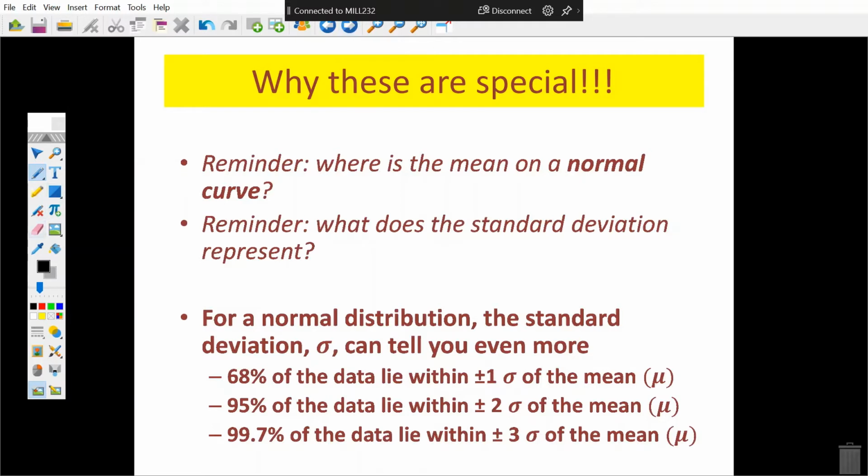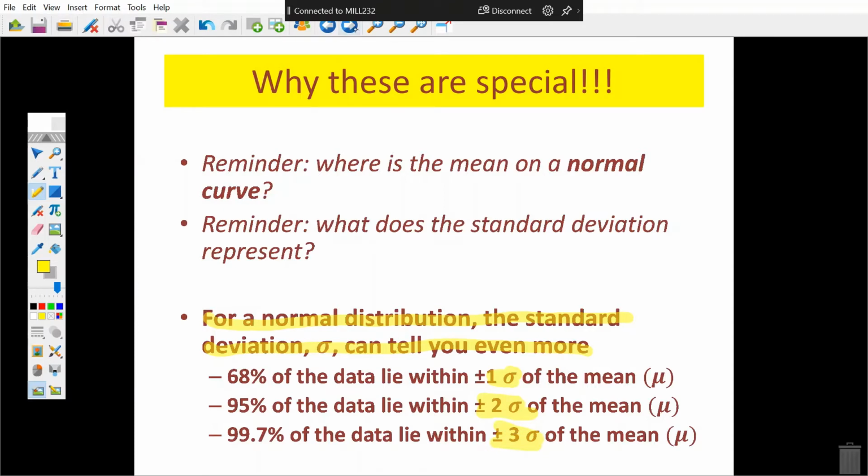Here's the thing, and this is given to you again on a formula sheet for the exam, and I'm going to show you what it looks like in a minute. For normal distribution, the standard deviation can tell you even more, okay? What it says is that 68% of the data lies within one standard deviation of the mean. 95% of the data lies within plus or minus 2 standard deviations of the mean, and 99.7% of the data lies within 3 standard deviations of the mean.